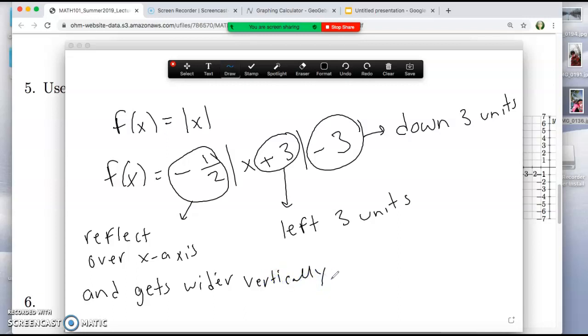Okay, so here we have a couple different transformations. It's going down 3 units because of the minus 3 on the outside of the function. Then we go left 3 units because of the plus 3 on the inside of the function. Then we reflect over the x-axis since we're multiplying outside of the function by a negative, and then it gets wider since our a is between 0 and 1.